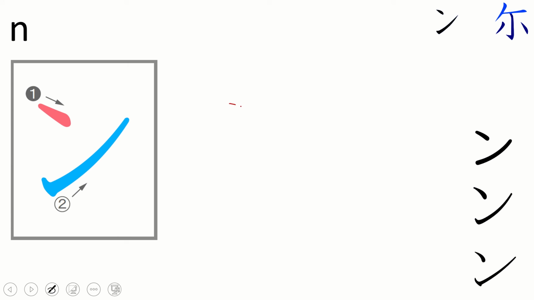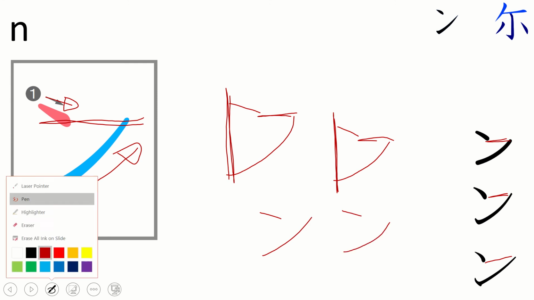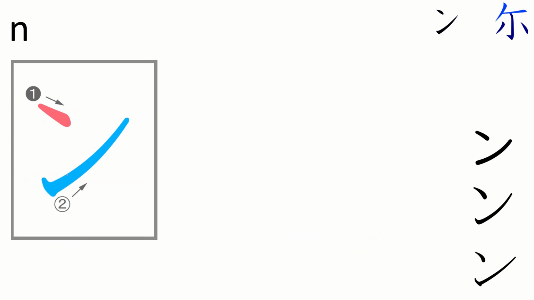And 最後。So here we have our mostly horizontal line, and then this left to right line that kind of comes up and goes basically to meet it. 1, 2. So we start at the same place, and then we end just about here. 1, 2. That is our last base katakana.